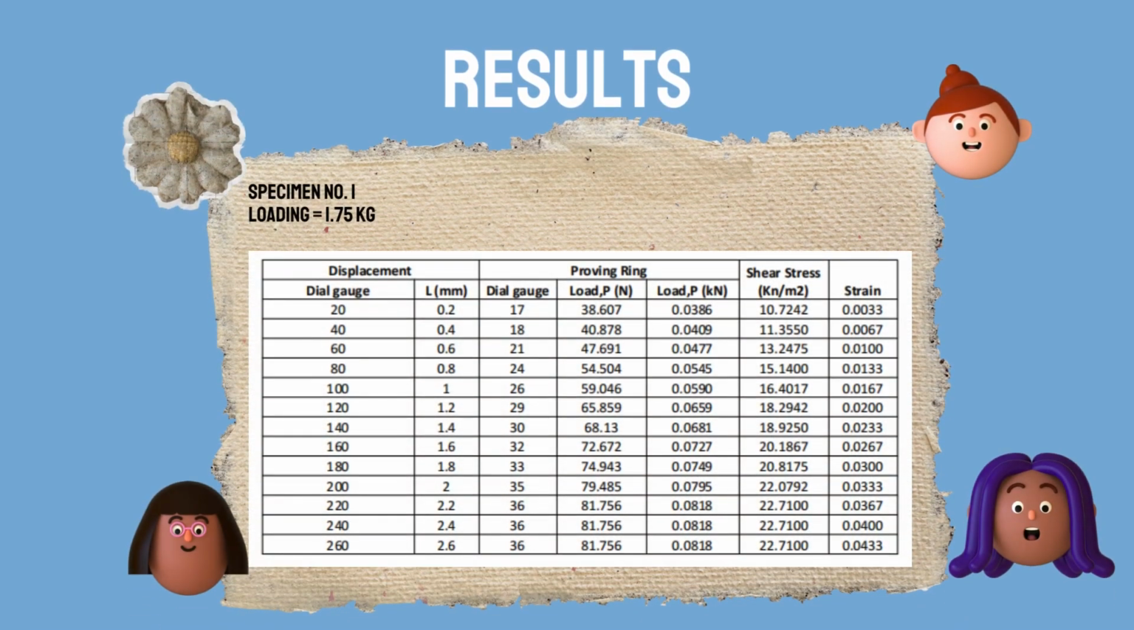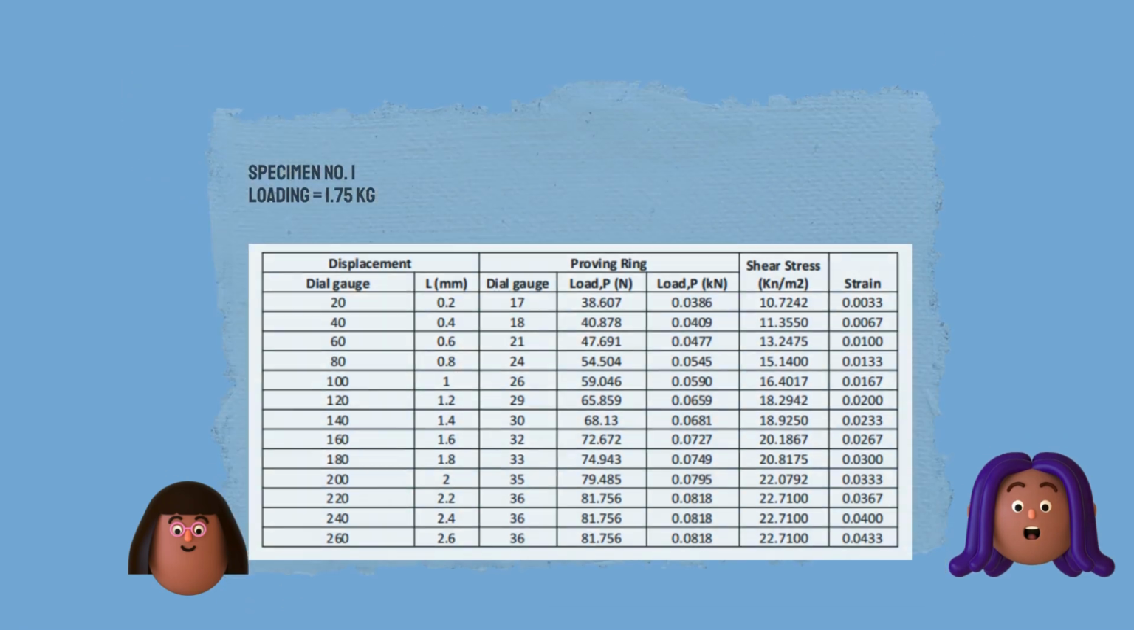Hi, my name is Jonathan Tan with metric number CF21052. I will present the result of this test for specimen 1, which is 1.75 kg of undisturbed soil. We got the displacement for the dial gauge is 260, which is 2.6 mm. On the proving ring, the dial gauge reading is 36 with a load of 0.0818 kN. The shear stress for specimen 1 is 22.71 kN per square meter, meanwhile the strain is 0.0433.